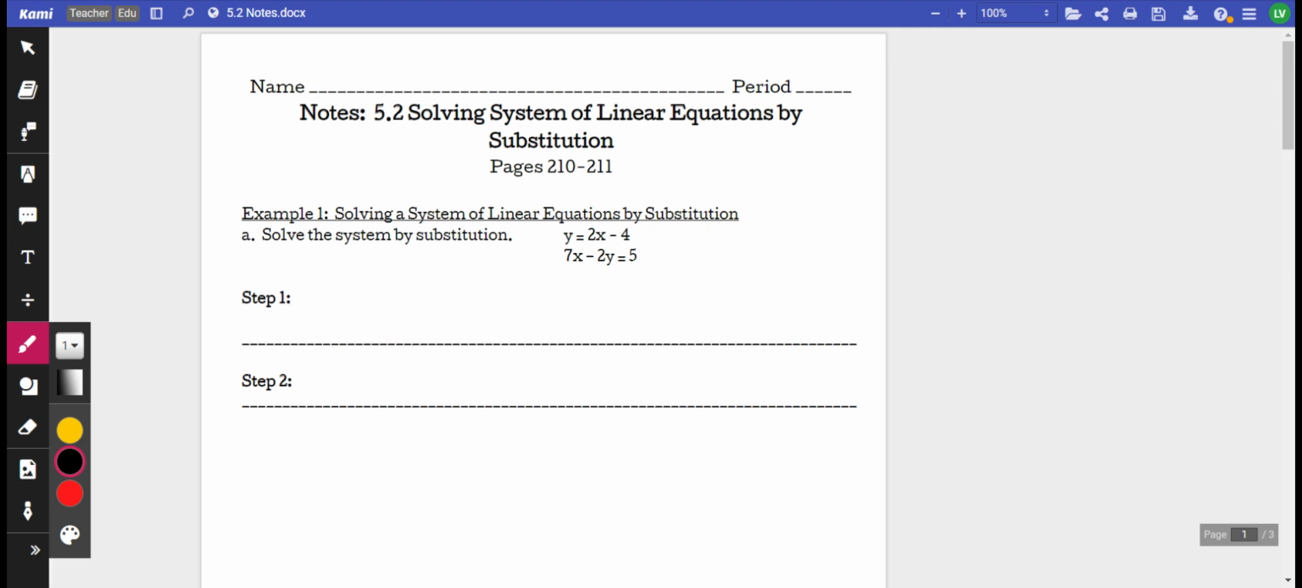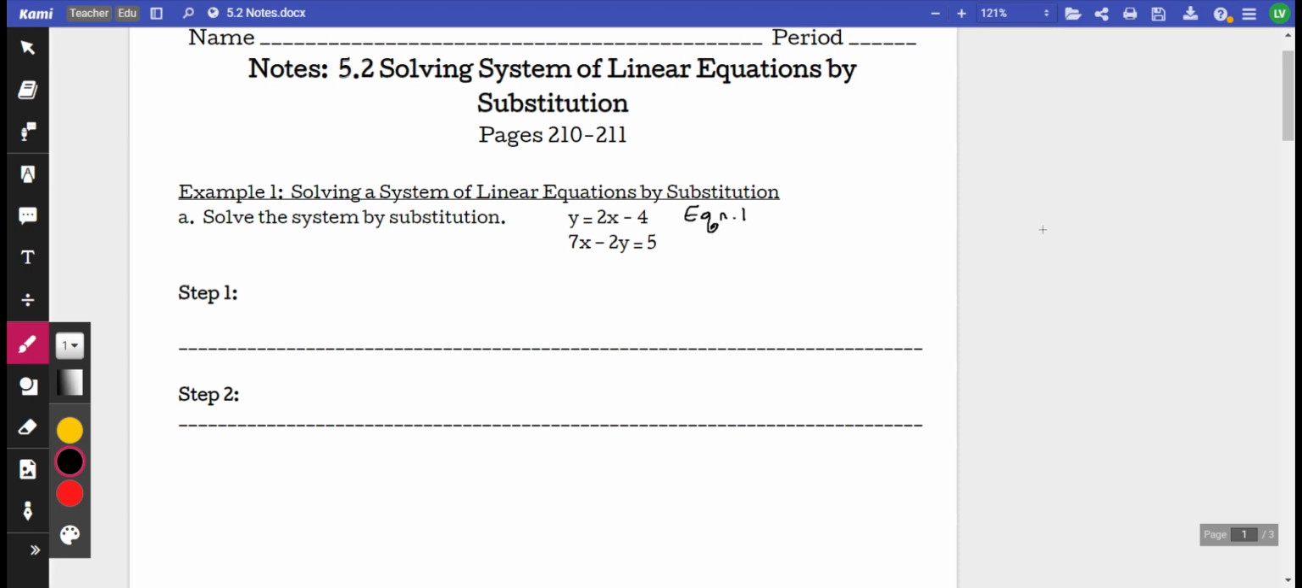y equals 2x minus 4, so I'm going to label that equation 1. And then 7x minus 2y equals 5. I'm going to label that equation 2. So there are a few steps that we're going to be using while solving these. So step number 1.